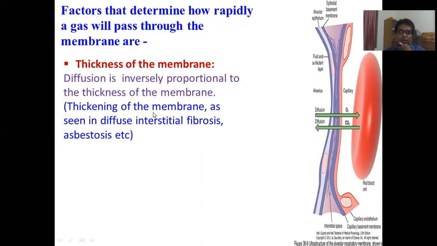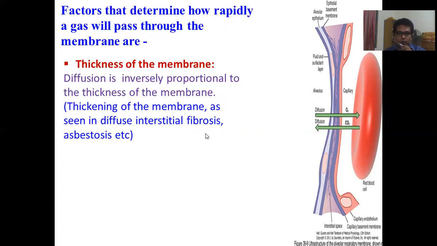Here you can see some pathological conditions where this thickness may be increased, as seen in diffuse interstitial fibrosis and asbestosis. Similarly, in pulmonary edema, accumulation of fluid either in the interstitial space or within the alveoli will increase the thickness of the respiratory membrane, and that will reduce gas diffusion. Okay.